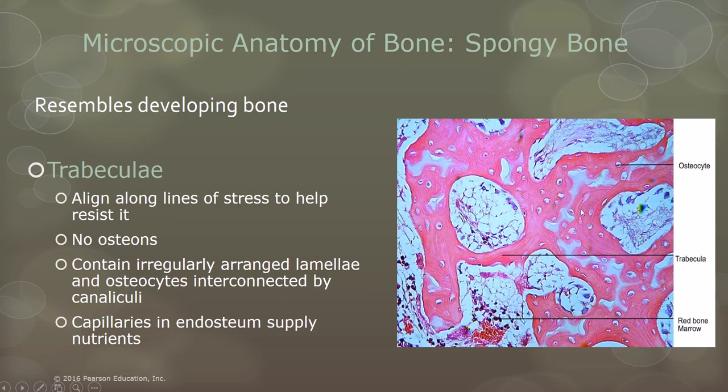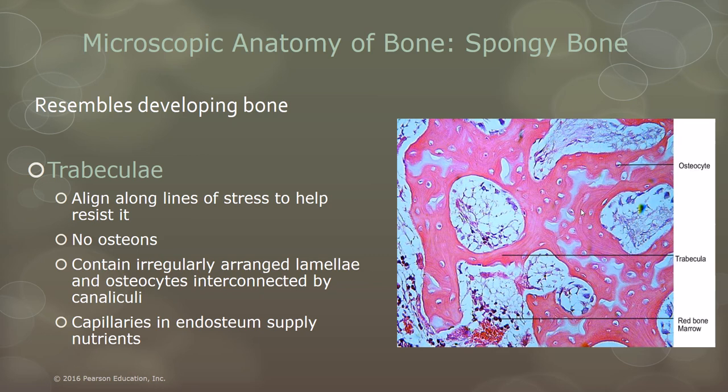Well, the neat thing about the bone trabeculae is that they tend to line up along stress points, almost like the trusses in a bridge, so that while spongy bone is not nearly as hard and strong as compact bone, by arranging the trabeculae along stress points, it does add a little bit of strength to our spongy bone.